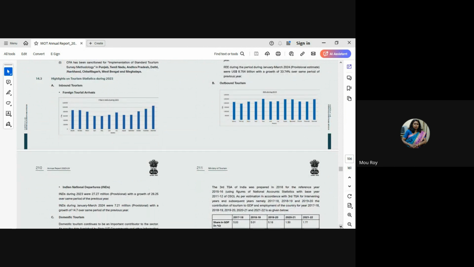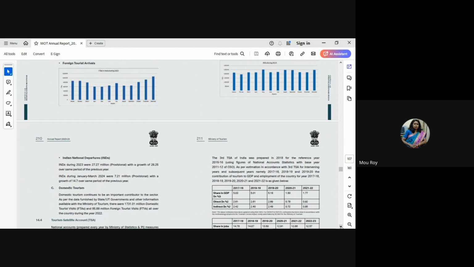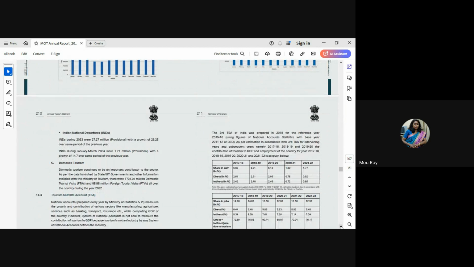See, like inbound tourism, foreign tourist arrivals, you can compare in 2020 and 2021. In 2020-21 there were fewer foreign tourist arrivals because of COVID. But slowly and steadily, everything is now balanced. The tourism industry was very badly hit, but now it's balanced. Now we can see through all this.